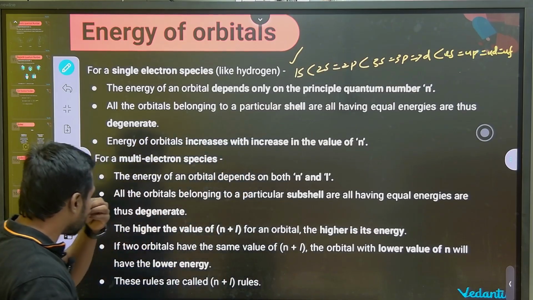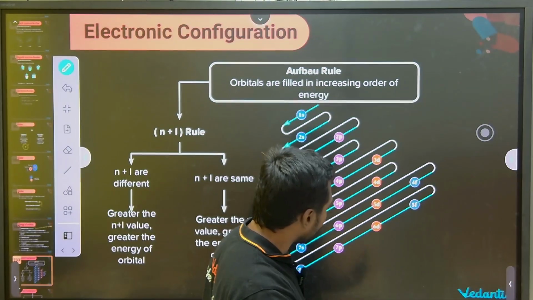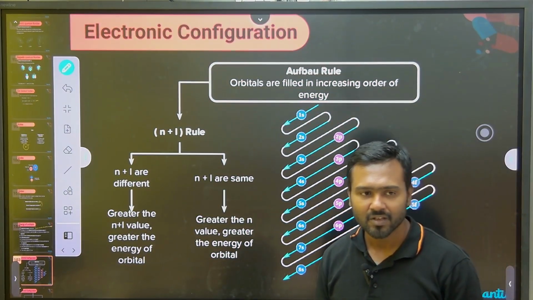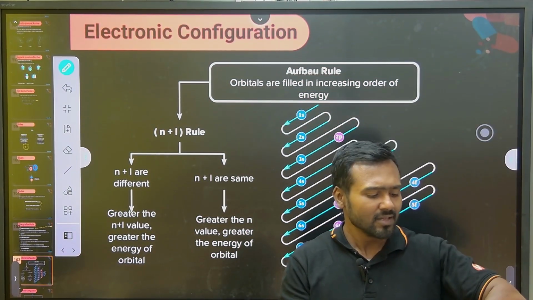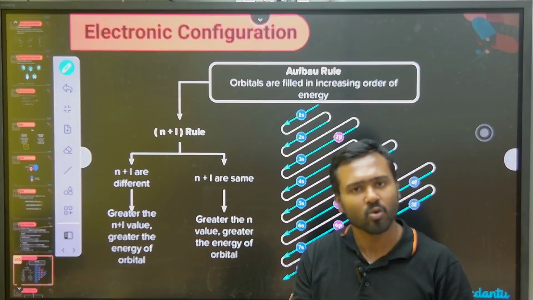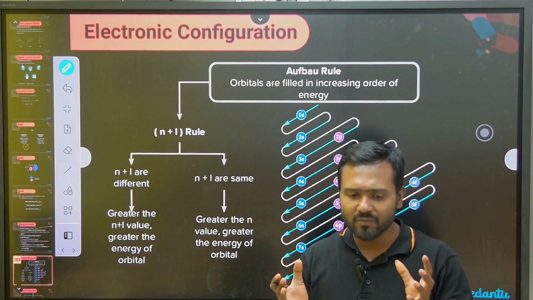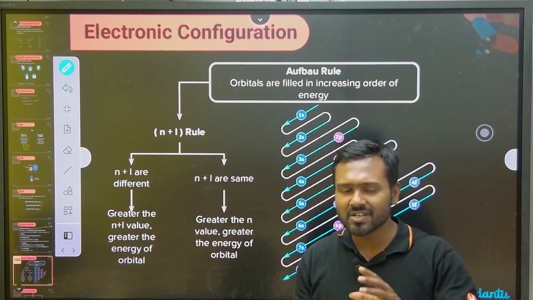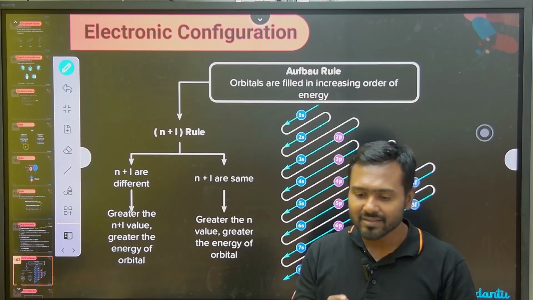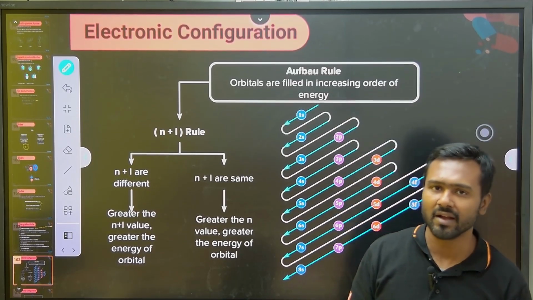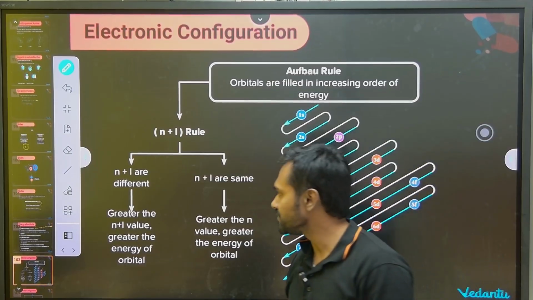For multi-electron system, we will follow the Aufbau diagram, or else the Bohr-Bury principle. That is according to the n plus l value. Whichever has a lower n plus l value has less energy. Whichever has a higher n plus l value has more energy. And if the n plus l values are the same for two orbitals, then whichever has the lower n value, we take that as lower energy, like 4p and 3d. So 3d we will take.